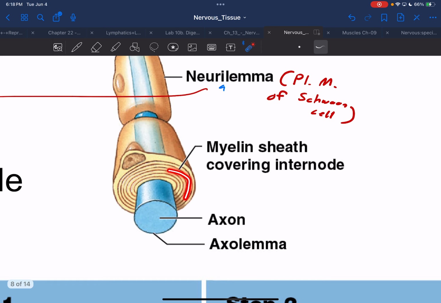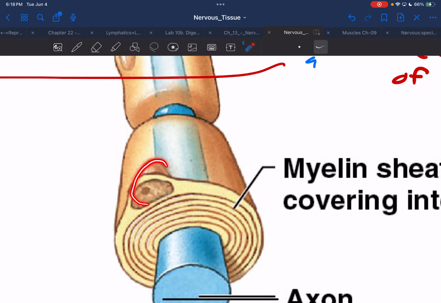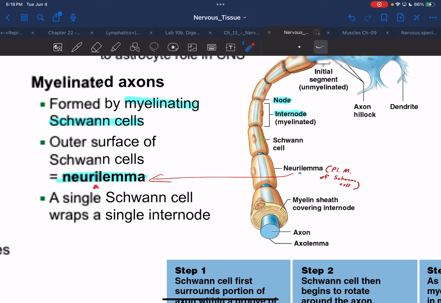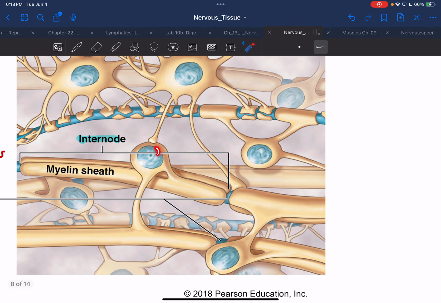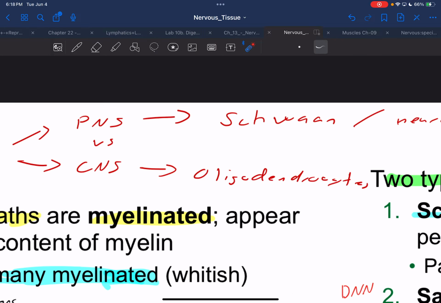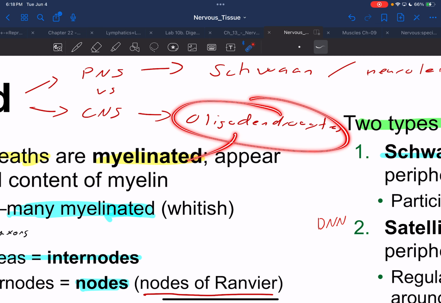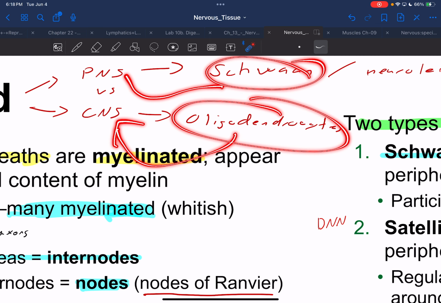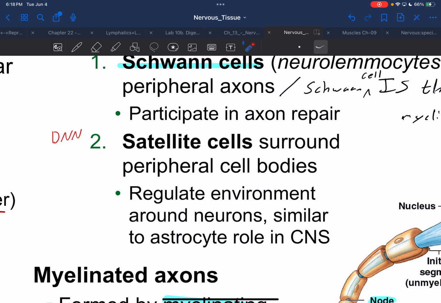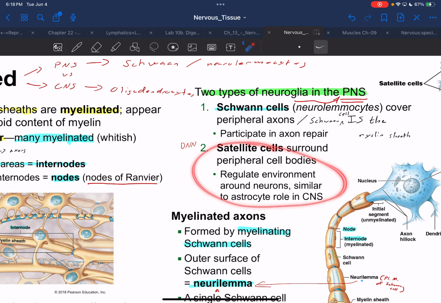And like a sheath, just like in the other instance, it contains inside of it an axon. And Schwann cells are their own little cells with their own little nuclei, just like oligodendrocytes are. So the only thing to add here, make sure you're aware of, they do the same job, but oligodendrocytes in CNS, Schwann cells in PNS. Satellite cells do not worry about, that's why I have a little DNN there. It might probably come up a little bit later.